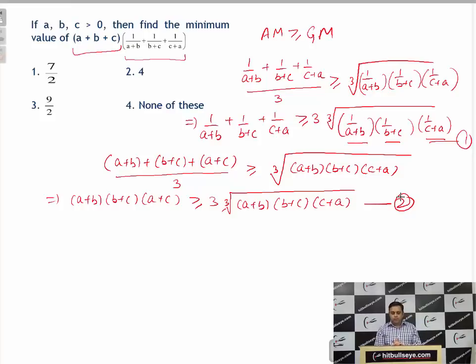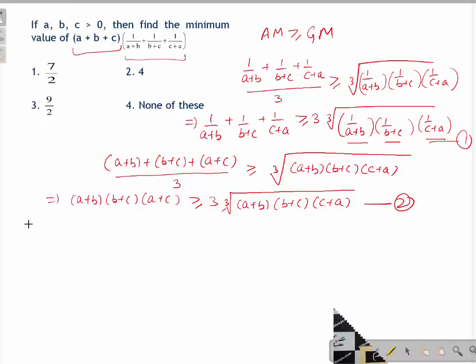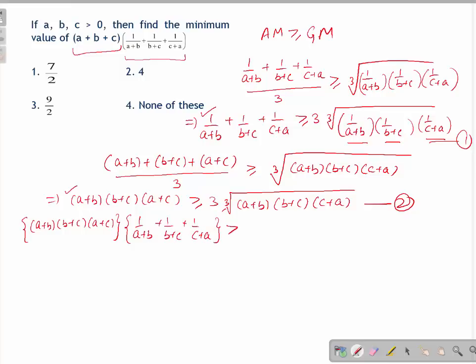Now I will multiply both of these inequalities. So multiply 1 by 2, what we get is a plus b into b plus c into a plus c, multiplied by this term, which is 1 upon a plus b plus 1 upon b plus c plus 1 upon c plus a, greater than or equal to this 3, and this 3 will multiply and we get 9, and when we multiply these two terms, what we will get is cube root of 1 upon a plus b into 1 upon b plus c into 1 upon c plus a multiplied by cube root of this term, which is a plus b into b plus c into c plus a.